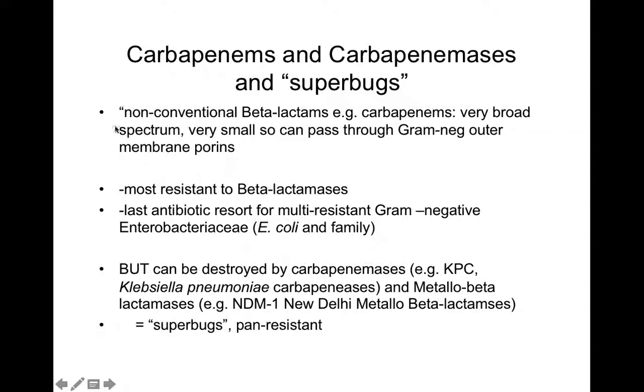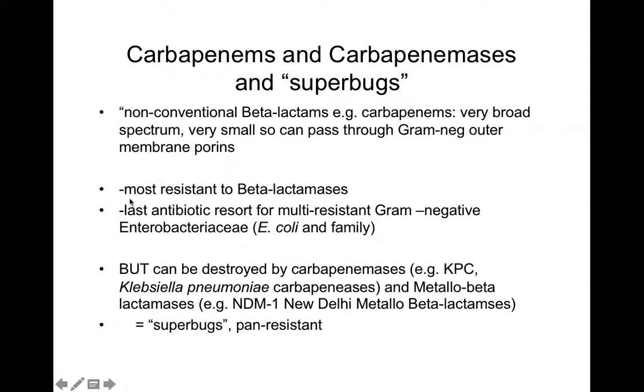So let me just walk through this, you guys. I stole this first part out of a really nice pharmacology book. So carbapenems are described as non-conventional beta-lactams. And the reason they're so valuable is they're really broad spectrum. They can kill gram positives, and the beauty of them, they're very small, so they can pass through the gram negative outer membrane porins. So they have extended spectrum. They'll kill gram positives and gram negatives, and often killing gram negatives is tough. And this was what further made them fantastic.